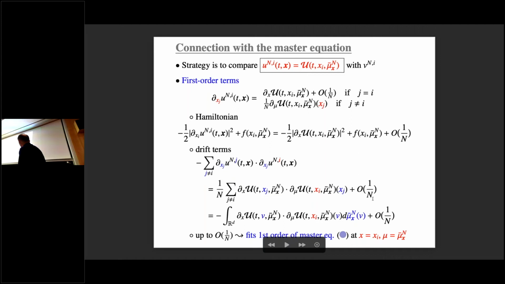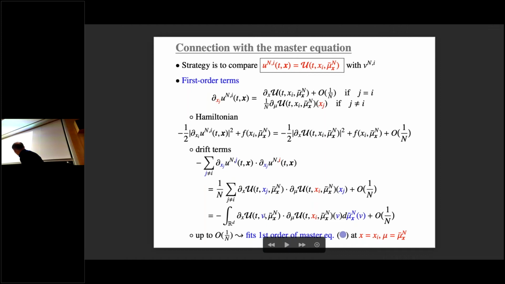And now I say, well, in fact, this big sum is not that far from an integral with respect to the empirical measure. So all the sums that I have, I'm going to write them as integrals with respect to the empirical measure. This is doable up to a small remainder of size 1 over n. I'm just integrating xj with respect to the empirical measure. So this is what you have. I'm replacing xj by v, and here this is the same, I am replacing xj by v.